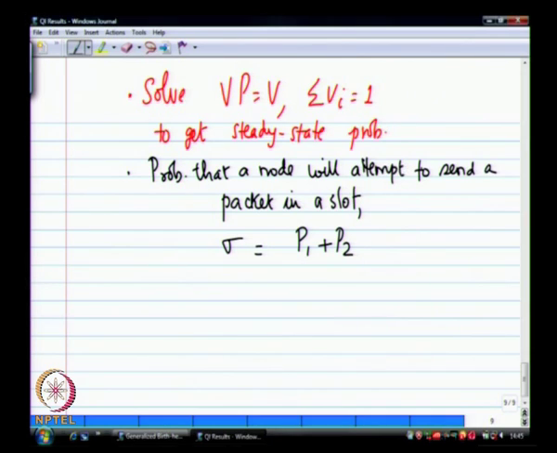Now there are n users sending packets. Let us say a total of n users are there in the system. Assume that the system is completely IID, every node is behaving identically, so in the long run they will all have the same pi. So if I have n users, each of them with probability sigma of being in a transmit state in every slot, then what is the probability of success?